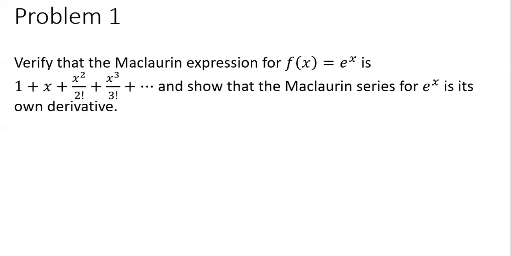Problem number one, verify that the Maclaurin expression for f of x equals e to the x is 1 plus x squared over 2 factorial plus x cubed over 3 factorial plus so on and so forth, and show that the Maclaurin series for e to the x is its own derivative. So go ahead and try this one first on your own. Pause the video to attempt it, and unpause it to see how I approached it and to see what the solution is.